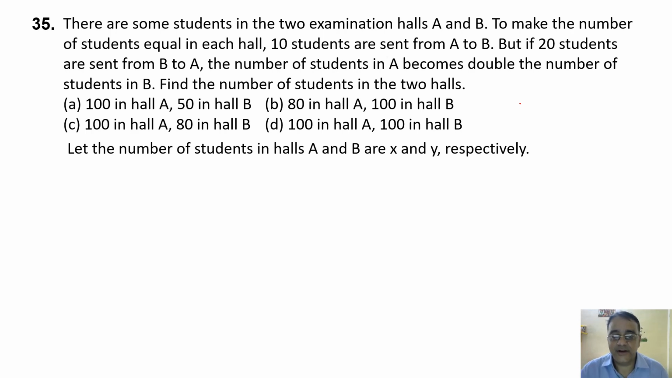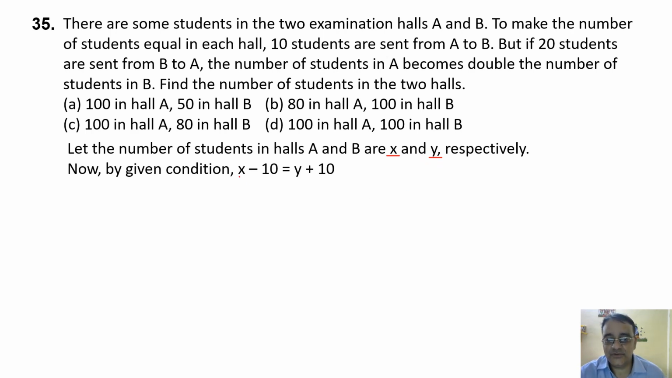Right. Now, according to the condition, what is given is that if we shift 10 students from A to B, the strength will be the same. That means x minus 10 and y plus 10 will both be equal. This is clear? Yes, sir. 10 students shifted from A means minus 10, and here 10 students are added, meaning plus 10. So we will get x minus y is equal to 20. This is the first equation.